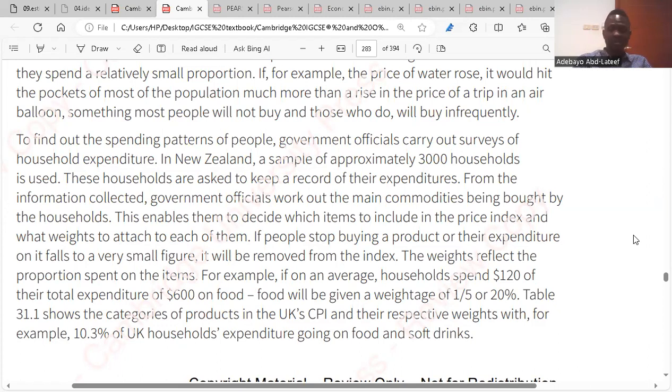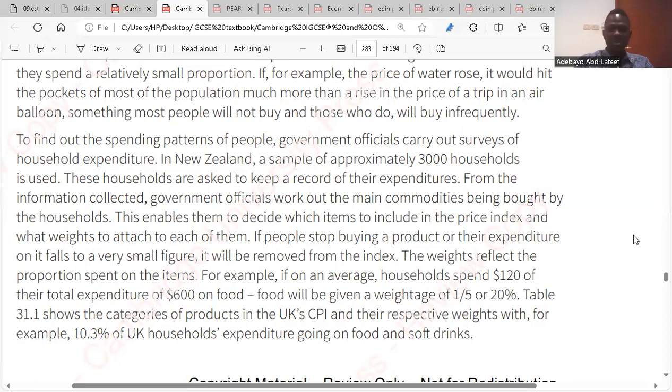Do you get the point here? The point you're making is this. If a household has $600, that's their expenditure, but they spend $120 on food. So that means 120 over 600 is spent on food. 600 divided by 120, sorry. So that means 1/5 or 20% of their expenditure is spent on food. That is the weight. Do you get it now? Yeah. The percentage. So food will be given that amount.